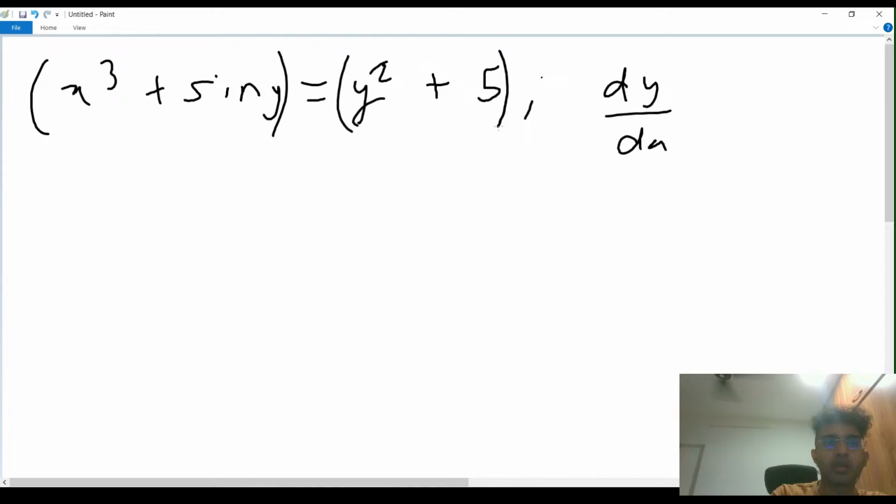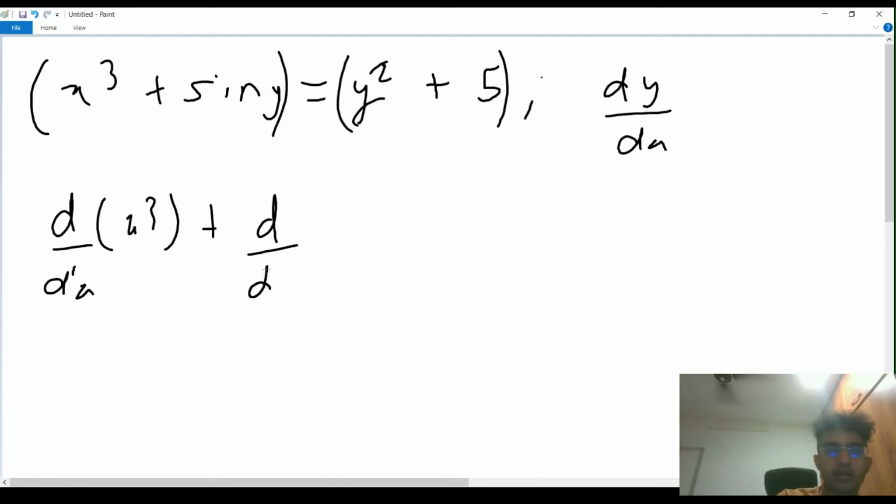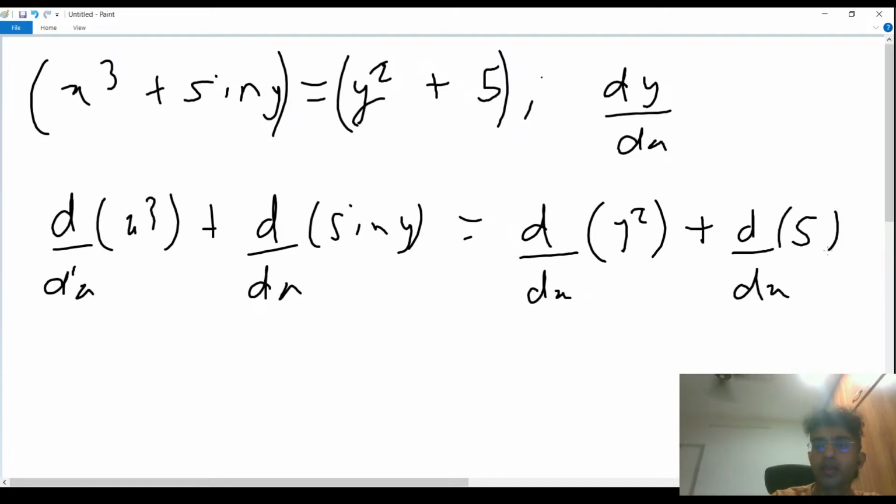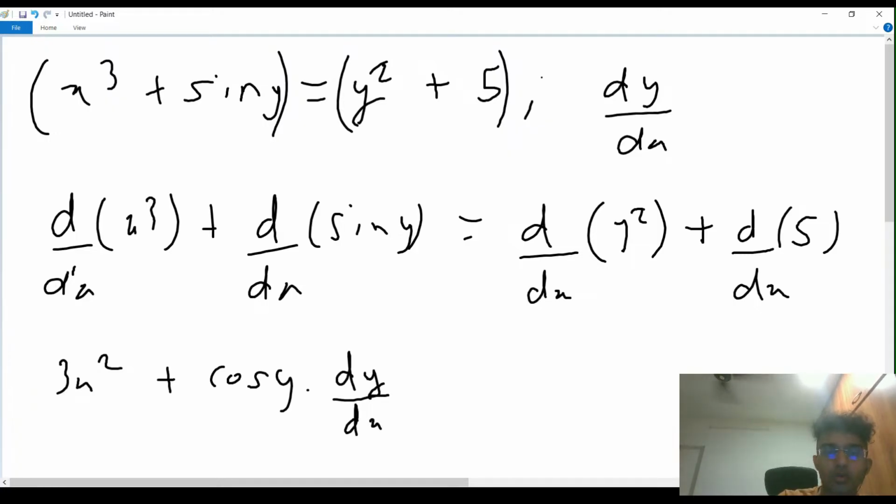Okay, we take d by dx of both sides. So d by dx of this side is d by dx of x cubed plus d by dx of sine y equals d by dx of y square plus d by dx of 5. Okay, what is d by dx of x cubed? It's 3x square, and d by dx of sine y is cos y, right? But it's cos y into dy by dx. Okay, using the chain rule.